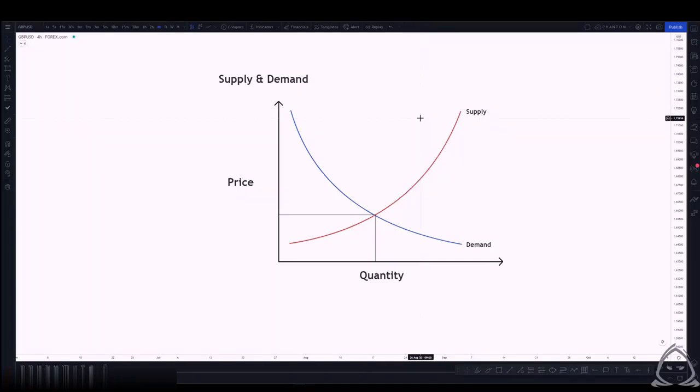Yes, I understand that institutions want to buy and they want to sell, and yes, that's going to drive price. But really, how does that translate to a price chart? And how can I actually take advantage of it?